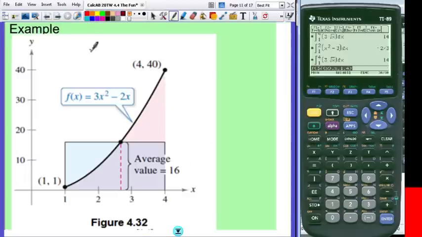All right, moving on. So an example of this, and this is a visual representation of the graph.